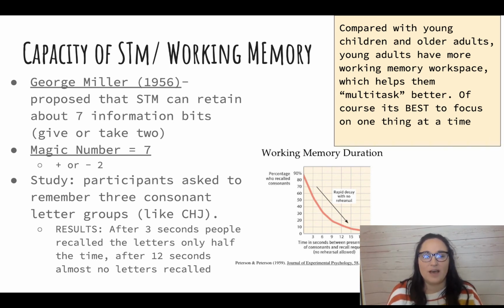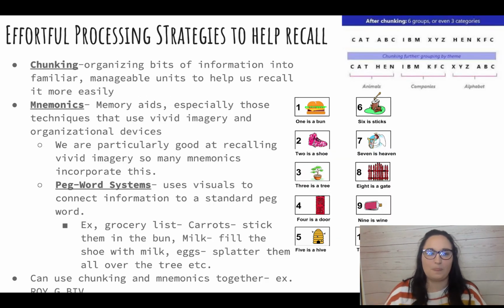Compared with young children and older adults, young adults have more working memory space. So it helps them, basically, the word multitask isn't the best word, as we've already discussed. If you think of working memory as kind of like a workspace on your desk, well, young adults have a bigger workspace. Their central executive functioning has more space to do what it needs to do.